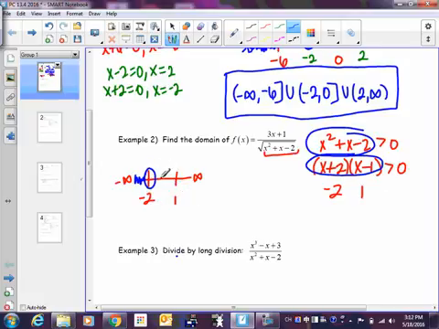Now using the pattern from before, probably it's going to alternate shade, not shade, shade. But you could just test 0. 0 squared plus 0 minus 2, that is not greater than 0, so then you wouldn't shade. And if you test a number larger than 1, you'd get something like this. So that's how you write your answer. This is how you use this idea of test points.